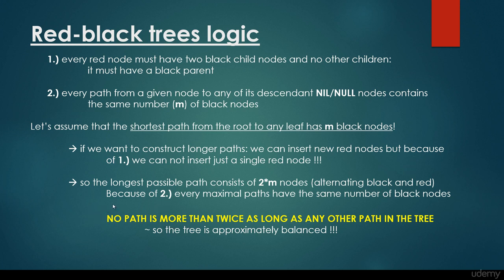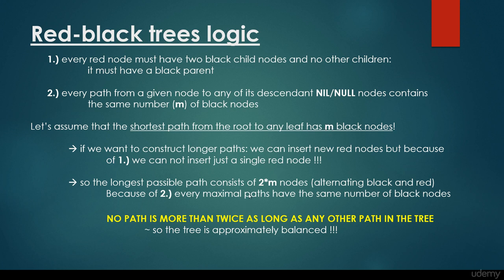That's why we can come to the conclusion that no path is more than twice as long as any other path in the tree. So the tree is approximately balanced. It is not as rigidly balanced as an AVL tree. We are not going to make as many rotations as we have seen for AVL trees, because the longest path contains 2 times M nodes and the shortest path contains M nodes.